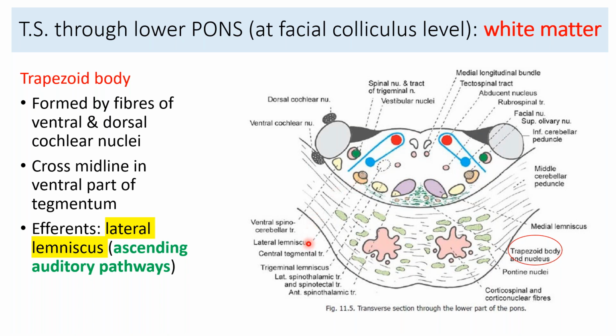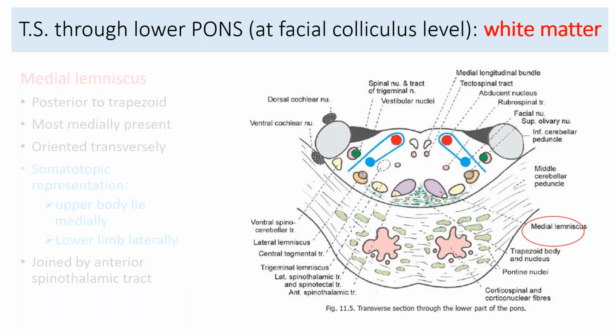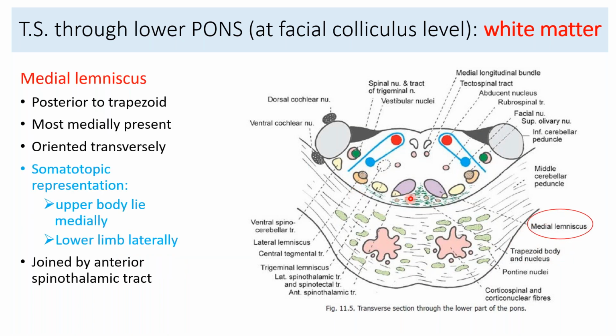So the lateral lemniscus, just now I had showed you, is basically the lemniscal system or the ascending tract for the auditory pathway. Medial lemniscus was the ascending pathway for the posterior column: fine touch, proprioception, vibration. Remember? So this is the trapezoid body, which is the fiber from the cochlear nucleus, and they will ascend into the lateral lemniscus. Now, medial lemniscus we have done in detail many times. So medial lemniscus will be just posterior to the trapezoid and most medially present among the lemniscus system.